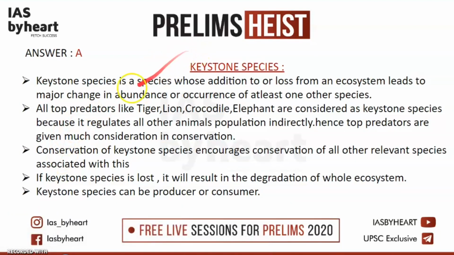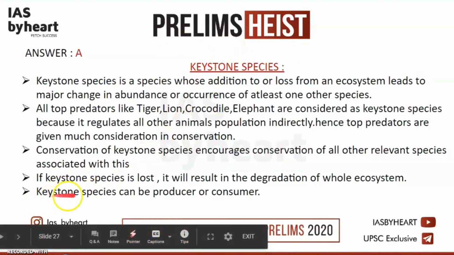See about the keystone species. Species whose addition or loss from an ecosystem leads to a major change in abundance. Moreover, top predators like lion, tiger, crocodile, elephant are considered keystone species. If a keystone species is lost, it will result in the degradation of the whole ecosystem. That is nothing but keystone species maintain the ecosystem balance through their functional role. This keystone species can be a producer or a consumer.